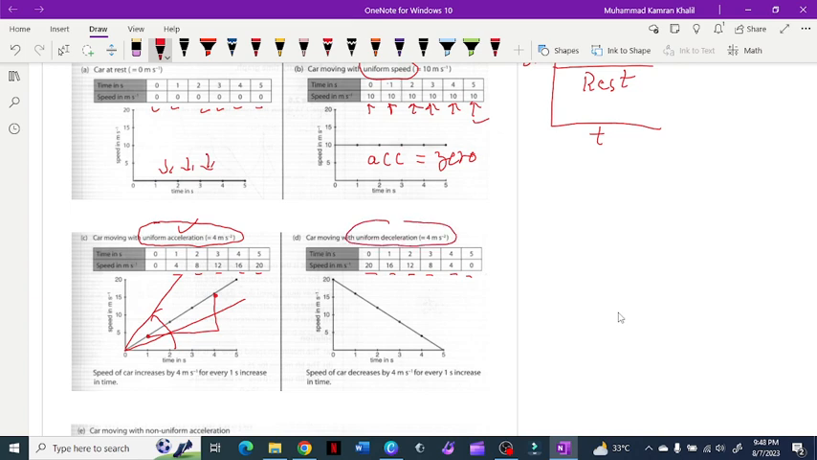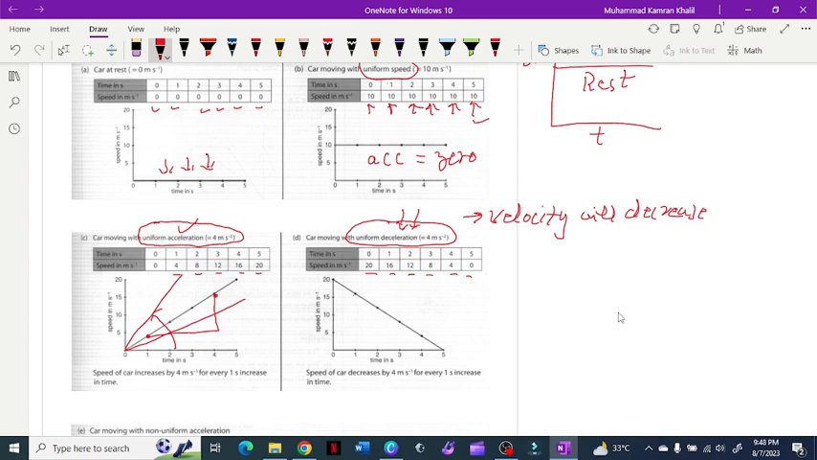So always remember, in deceleration, the velocity will definitely decrease. There is a confusion between deceleration and decreasing acceleration. So velocity will decrease. Whenever you observe a graph, you must see whether the velocity is increasing or decreasing. If the velocity decreases, then certainly it is deceleration.